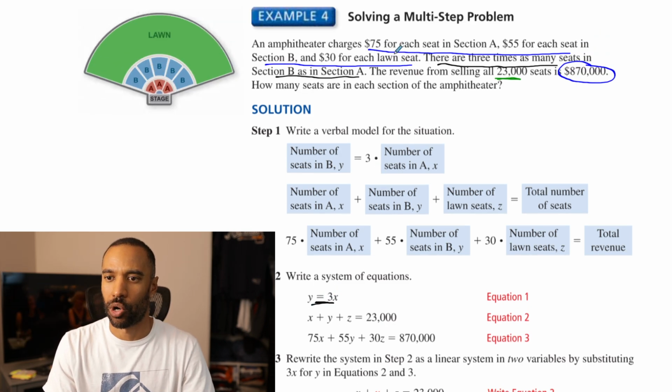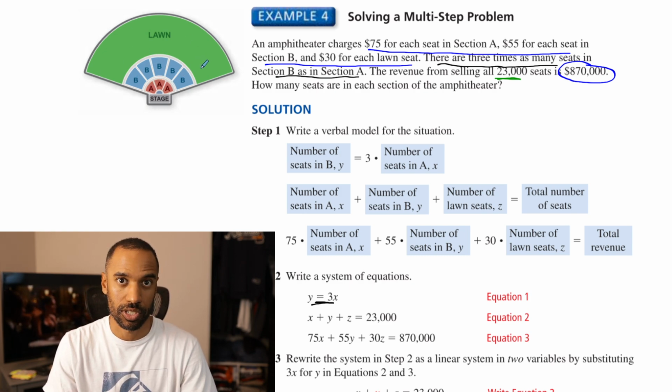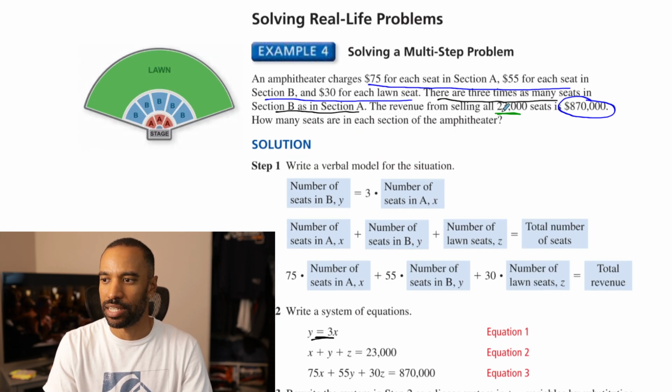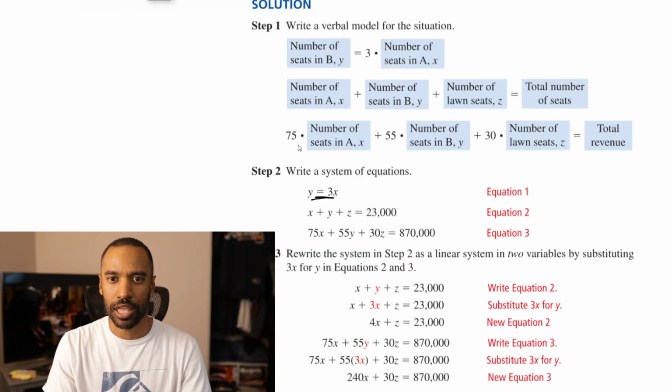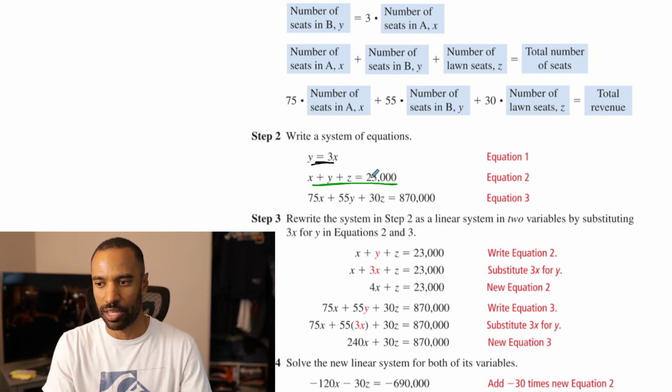The second one is the total quantity of seats: the number of seats in A, X, plus the number of seats in B, Y, plus the number of lawn seats available, Z, equals 23,000. That's ideally the green. They don't say anything like X plus Y plus Z equals. You're going to have to come up with that for yourself. That's the total amount, because it's number of seats plus seats plus seats equals seats.